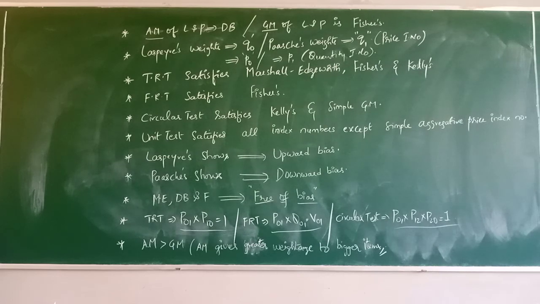Remember. At the same time, factor reversal test: what is the condition? P01 into Q01 equals V01. V01 is nothing but the value index number, that is summation P1Q1 by summation P0Q0. So factor reversal test is satisfied by one and only one method, that is Fisher's. Next, circular test is satisfied by Kelly's method and simple geometric mean. Also it will be calculating simple geometric mean and Kelly's.